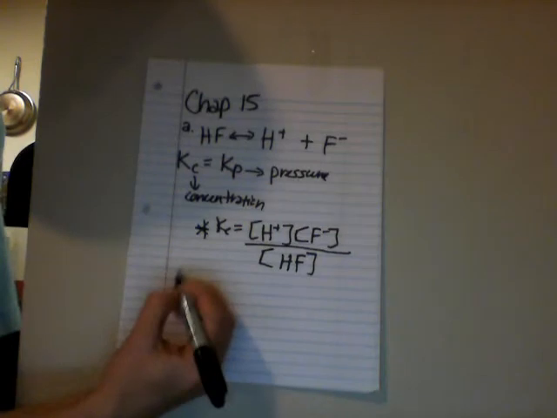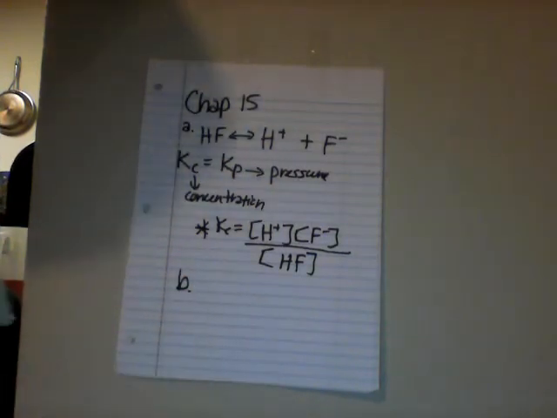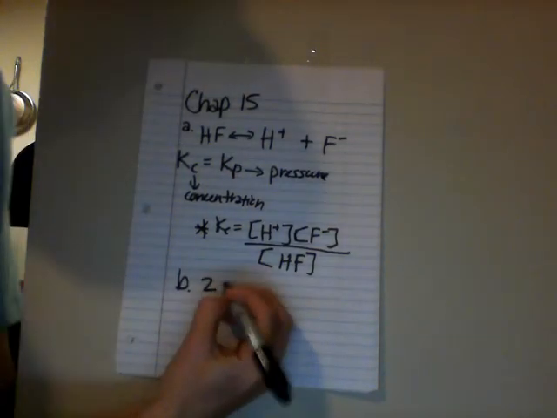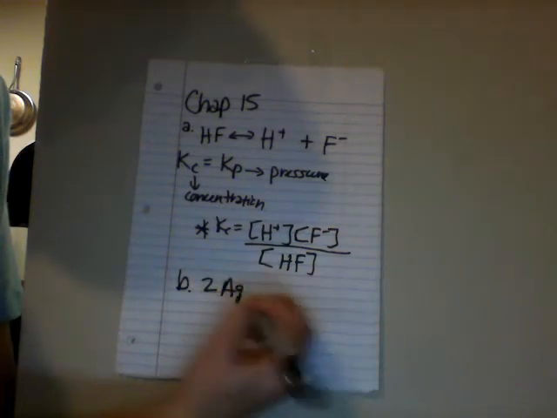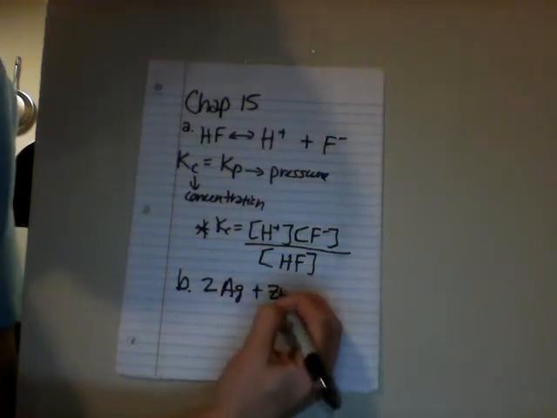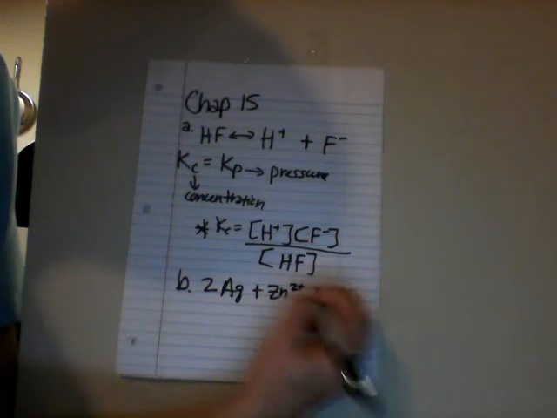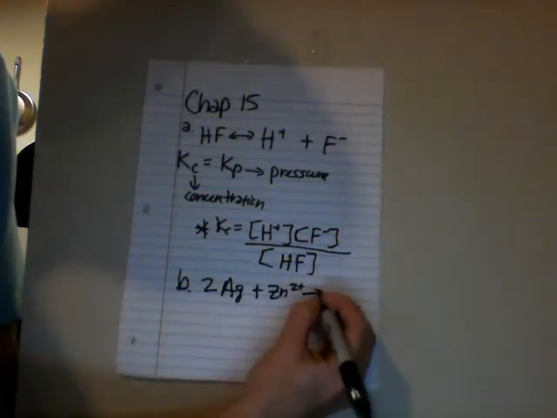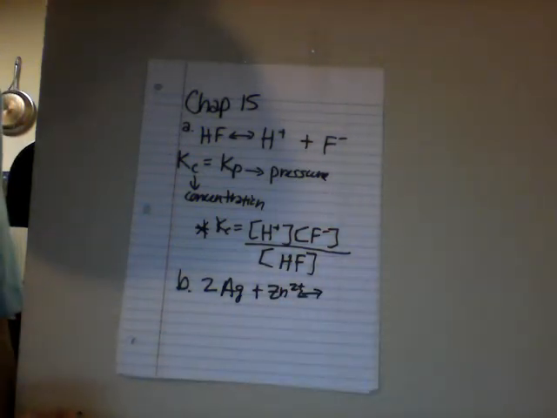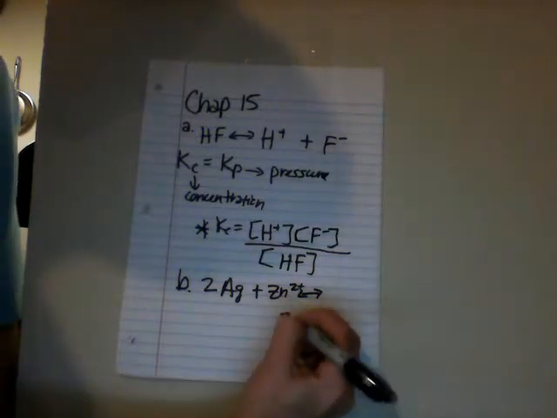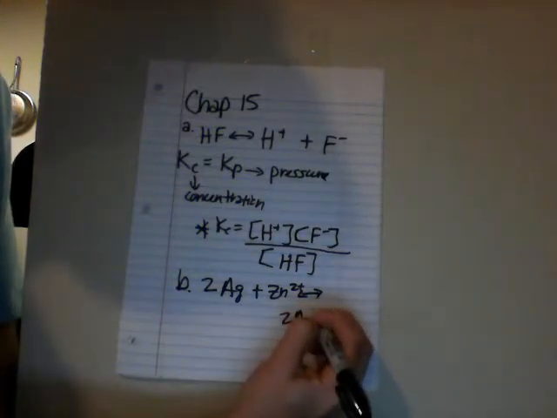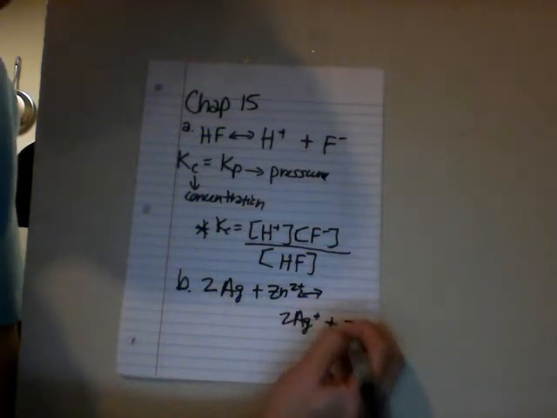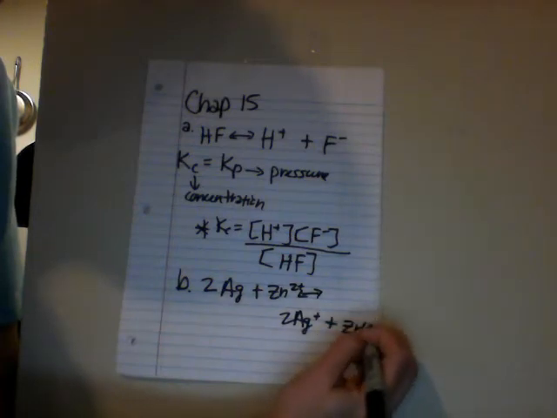So part B, I won't do the last one because this is monotonous. But part B, and again, this one's slightly different. Ag plus Zn 2 plus double-headed arrow. And to give myself more room, 2Ag, these are the products. I'm just writing them underneath. Zn, this is a solid.